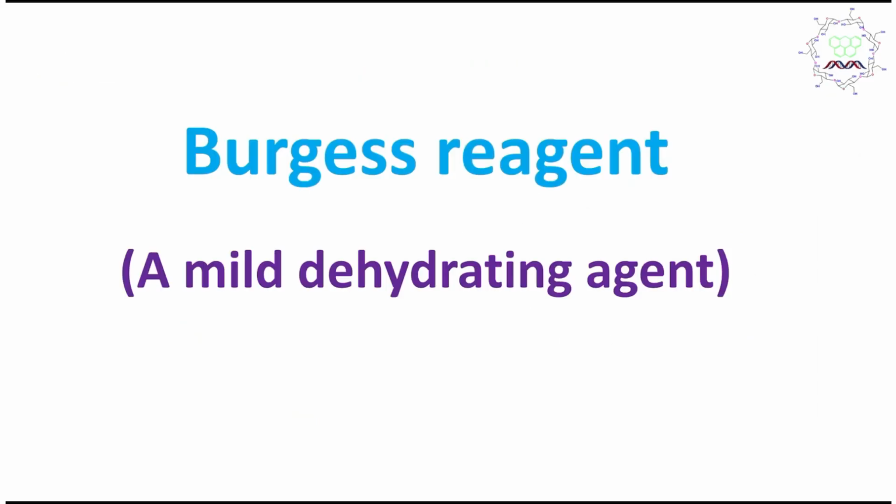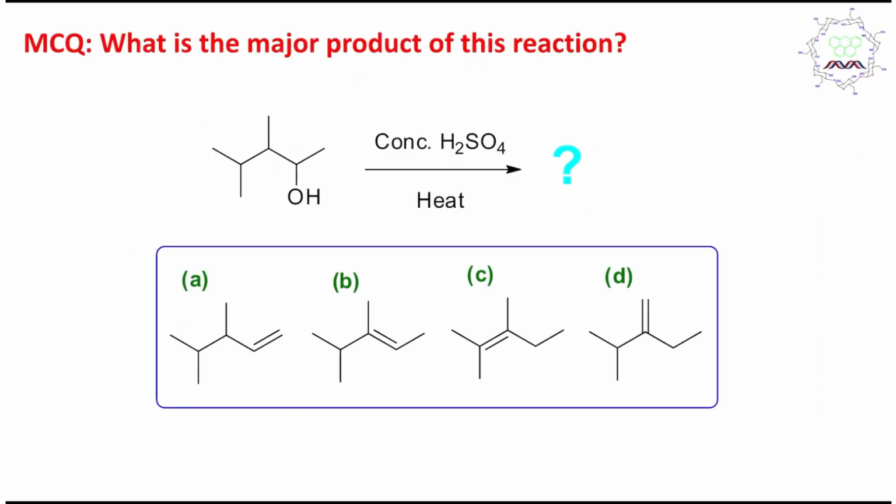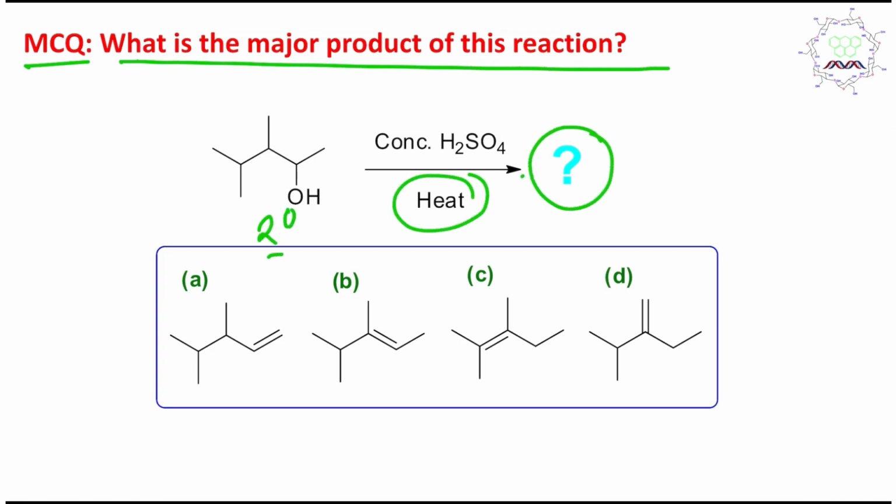So before going to the details, let's see one MCQ. What is the major product of this reaction? You can say this is a secondary alcohol. If you treat it with concentrated sulfuric acid and heat it, what will be the product? Four options are provided and one of them is the right answer, but I request you, students, please pause the video, try by yourself, and whatever answer you get, please write in the comment box along with a few words as explanation. And don't worry, at the end of this discussion we'll get the right answer with proper explanation.